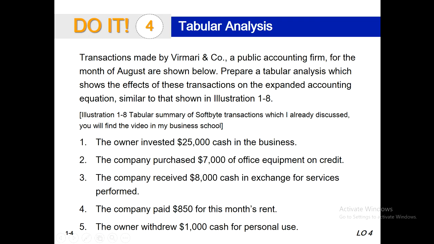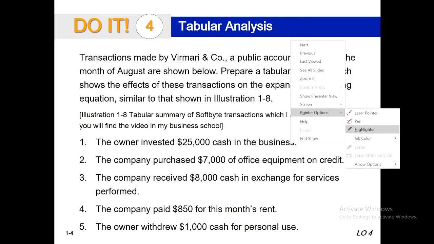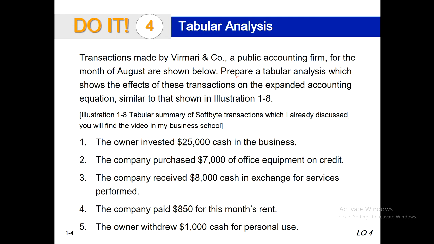Transactions made by Virmari and Company, a public accounting firm, a service-oriented organization, for the month of August are shown below. Prepare a tabular analysis which shows the effects of these transactions on the expanded accounting equation, similar to that shown in illustration 1.8. That means illustration 1.8, a tabular summary of Softbyte transactions, which I already discussed.